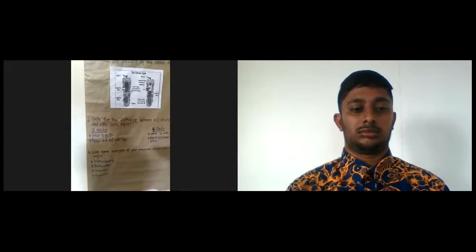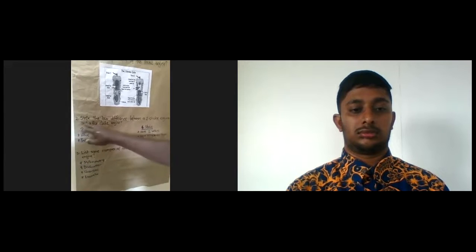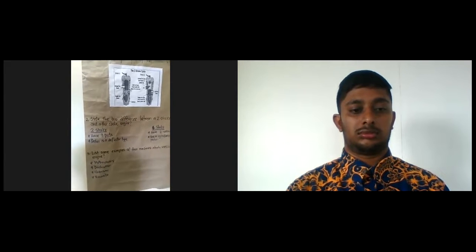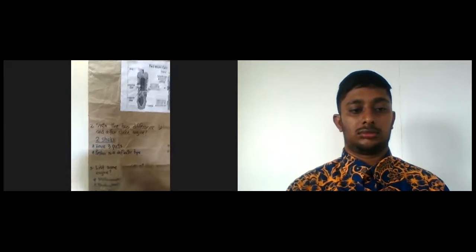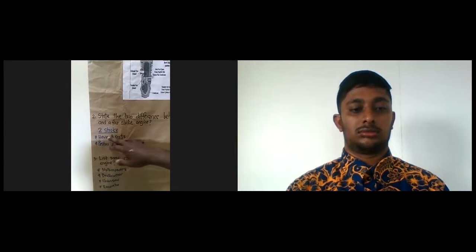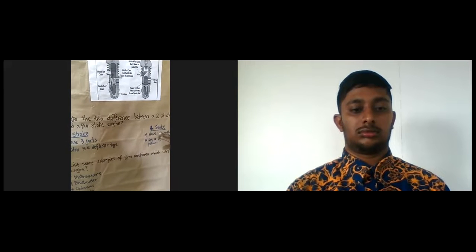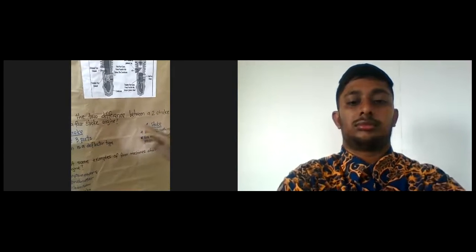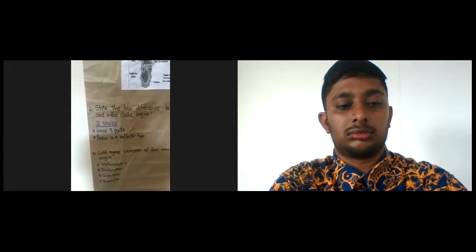Okay, the second question says: state the two differences between a two-stroke engine and a four-stroke engine, right? The two differences are: a two-stroke engine has 3 ports, compared to a four-stroke, which only has 2 valves, right? Remember class, the two-stroke has 3 ports and the four-stroke has 2 valves. You should be able to tell the difference between ports and valves, right class?